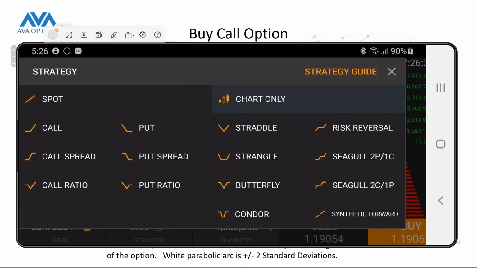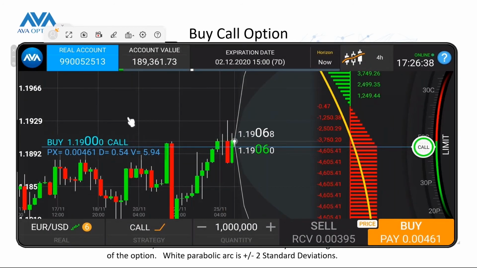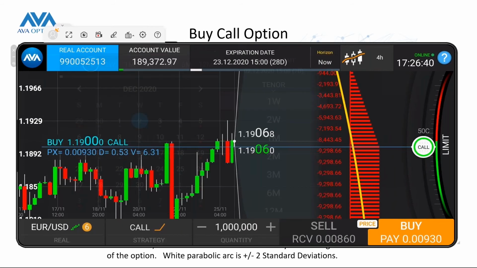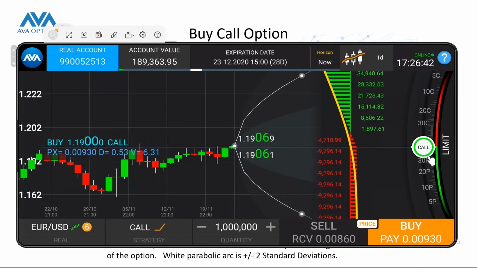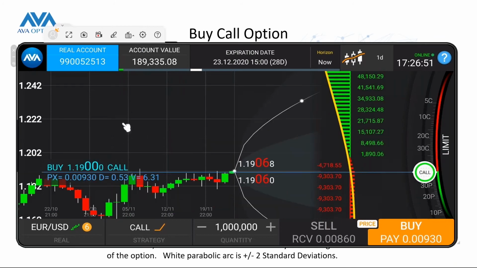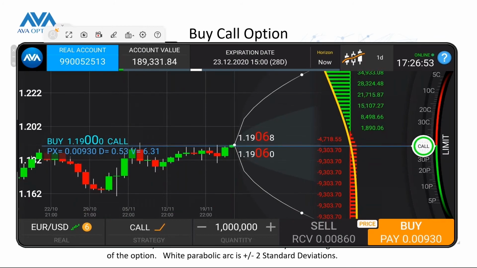Let's start with a call. Here is a call option for a month. If you buy a call option, the most you can lose is what you paid for the option. The most you can gain is unlimited. The market moves higher and higher. Very clean payoff diagram. This is the kind of thing you want to see.